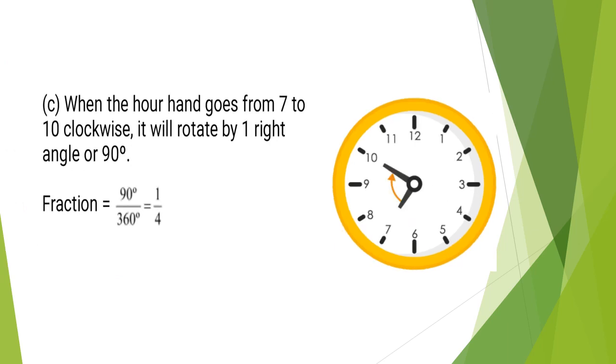Question C, 7 to 10. When the hour hand goes from 7 to 10 clockwise, it will rotate by 1 right angle or 90 degrees. So the fraction is equal to 90 degrees upon 360 degrees, that is equal to 1 by 4. Now do questions D, E and F yourself.